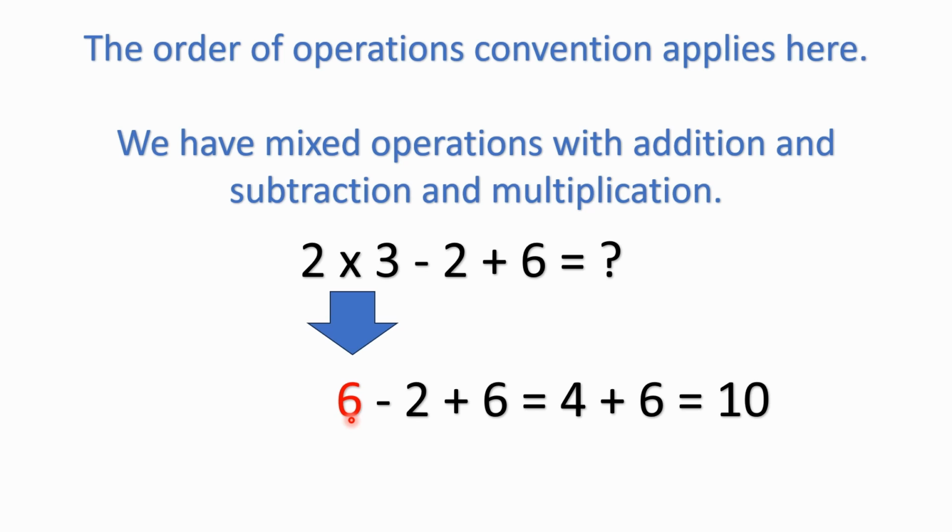And like I said before, the order of operations convention applies here. We've got mixed operations with addition and subtraction and multiplication. So you would multiply the 2 times 3 first. That gives you 6. 6 minus 2 is 4. 4 plus 6 equals 10.